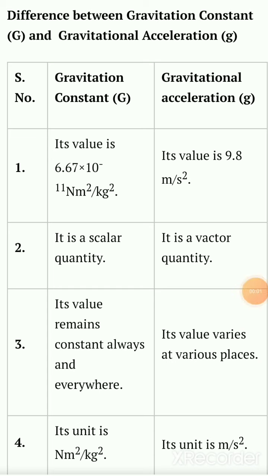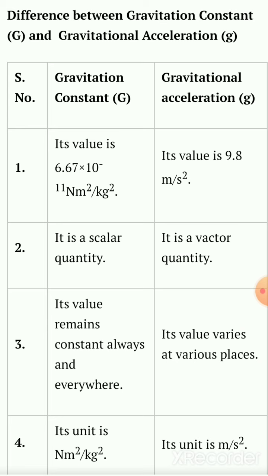Now we already know what capital G is, that is the universal gravitational constant, and we have studied gravitational acceleration, or simply acceleration due to gravity, which is denoted by small g. Most of the time the question comes that differentiates between gravitational constant and gravitational acceleration. So you have to clear the concept of capital G and small g in your mind. The difference between gravitational constant and gravitational acceleration small g can be differentiated in these 4 points.